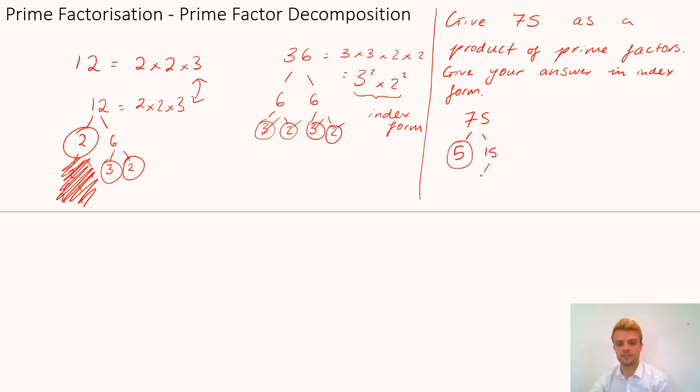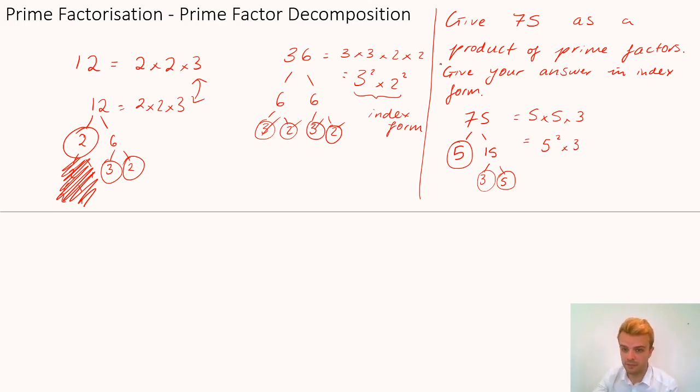And what goes into 15? 3 times 5 gives you 15. 3 is prime and 5 is prime. So I think 75 is those circled numbers multiplied together. That's 5 times 5 times 3. And like we were just saying, we can write that 5 times 5 as 5 squared times 3.